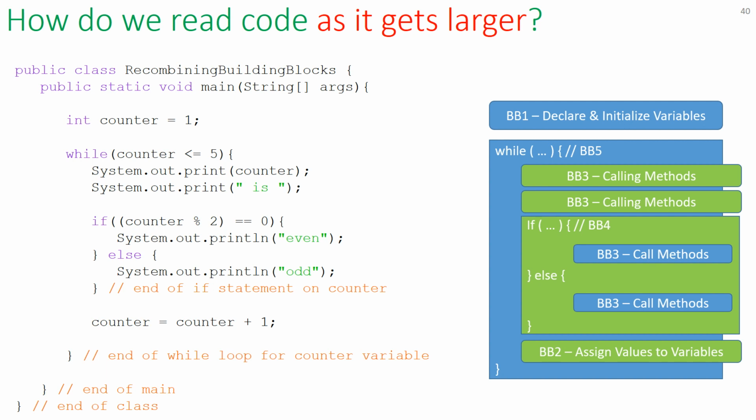Yes, you read it top to bottom, kinda, but you really internalize it in your brain like this. I'm not looking at int, while, etc. I'm looking at, this is a counter control loop that's going to decide at every iteration to display even or odd based on whether counter is even or odd. That's how you need to read code.